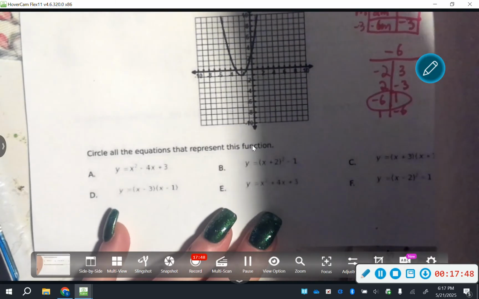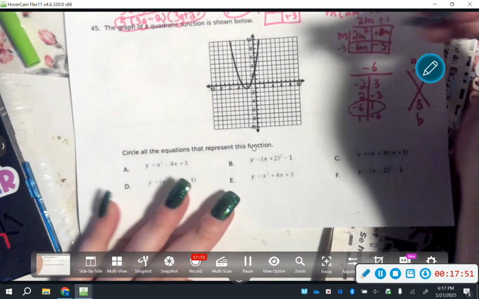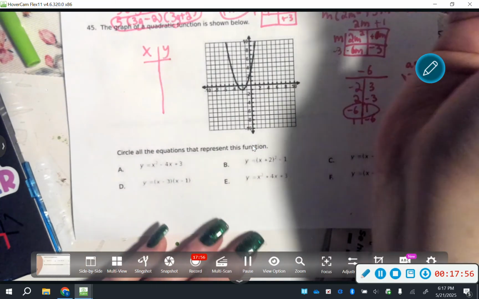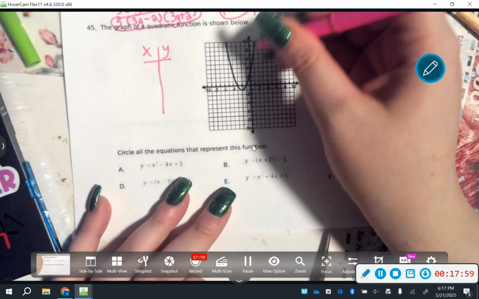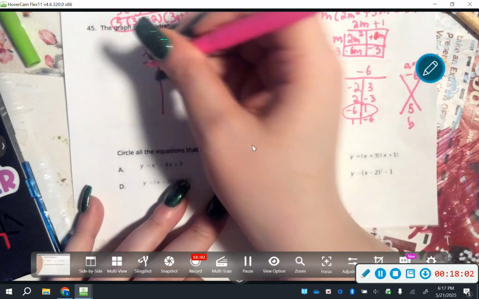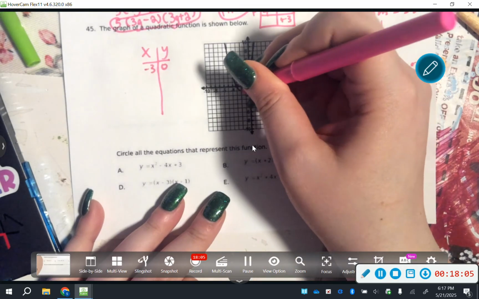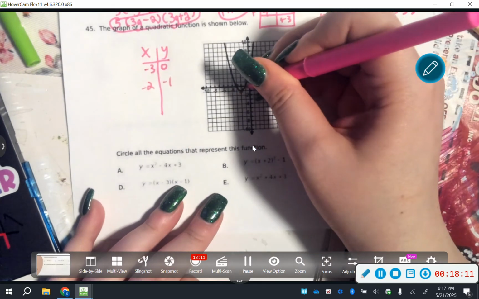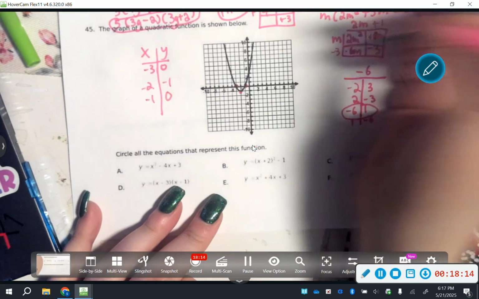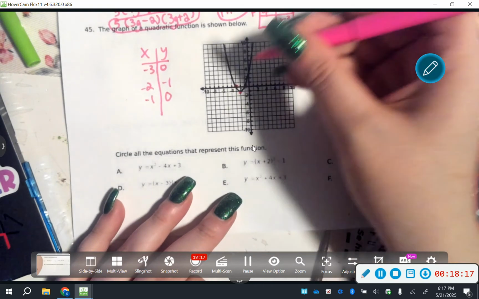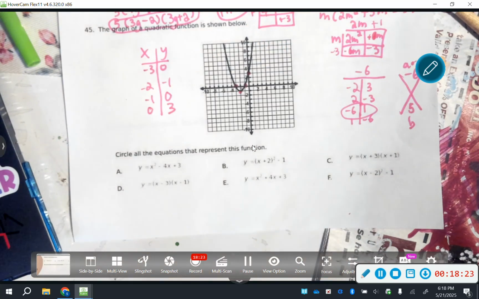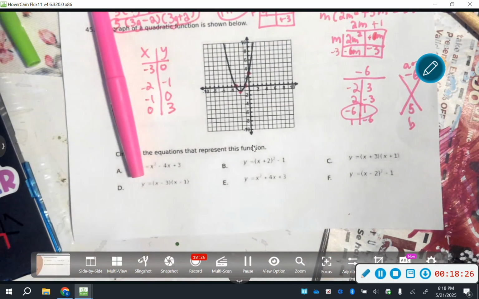So it says circle all equations that represent the function. Okay, so here's our graph. What I would do, personally, is I don't have to solve all of these. So I'm going to pull some points from this graph. So for example, we have an x-intercept here at negative 3, 0. We have a point here at negative 2, negative 1. Got a point here at negative 1, 0. And then we technically only really need those, but if I wanted another one, we have one at 0, 3. I'm going to go put those points in my calculator, plug in the multiple choice, see which ones go through all those points.